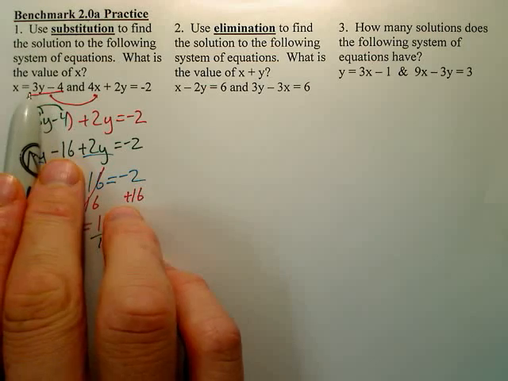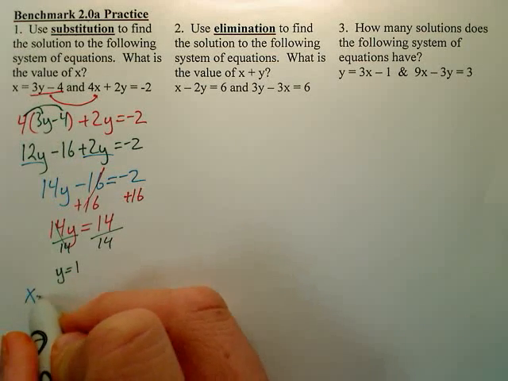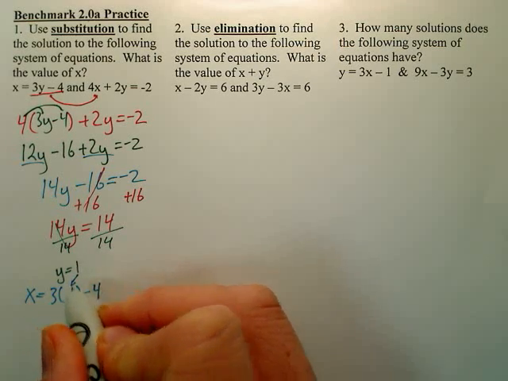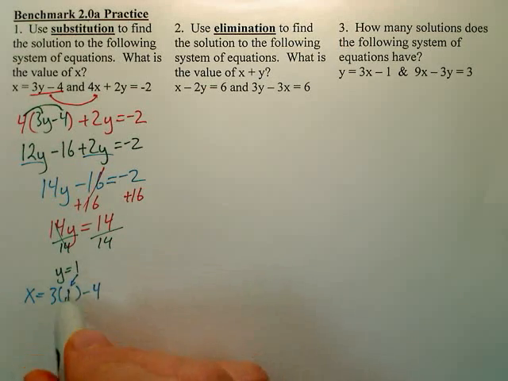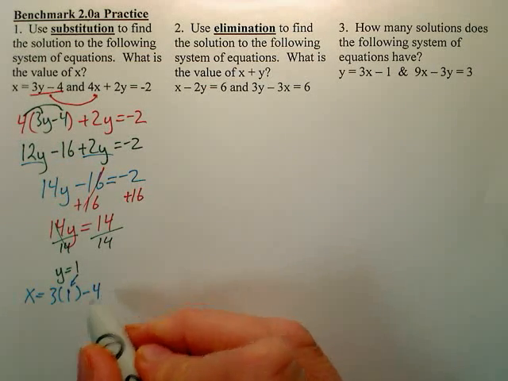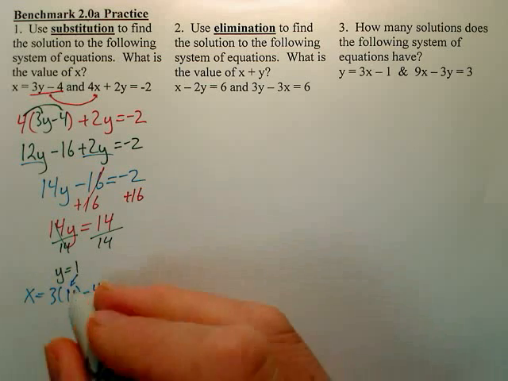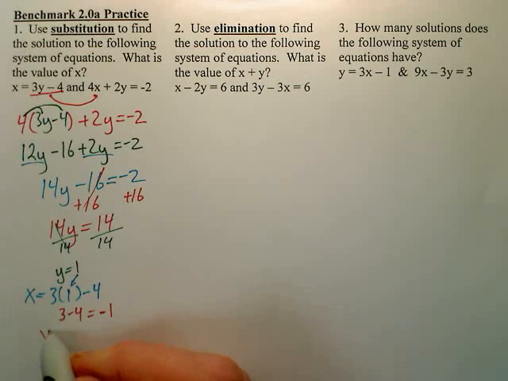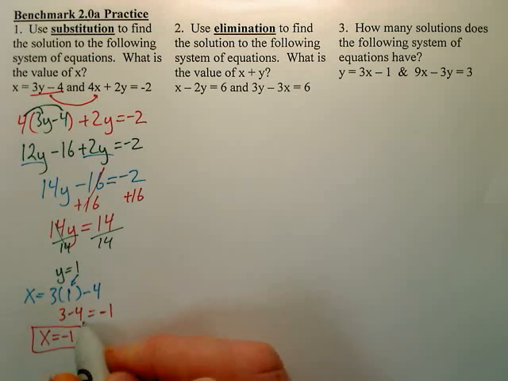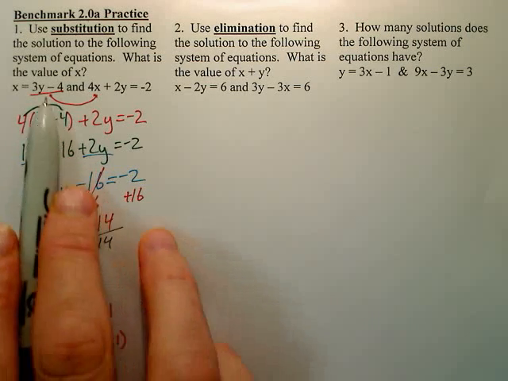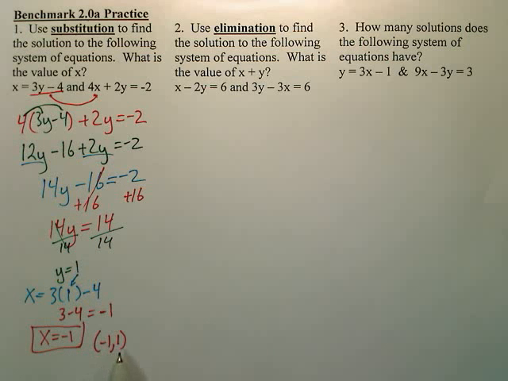Let's plug it into this one since it's probably the easiest. So x equals 3 times blank minus 4. That blank, we're going to plug the 1 in. In this equation, we plugged 1 right there. When you do that, you get 3 minus 4, which is negative 1. So x equals negative 1. And if you want to write it as a coordinate, it would be negative 1 comma 1. But this one specifically asked for x. The coordinate is just for other types of problems.